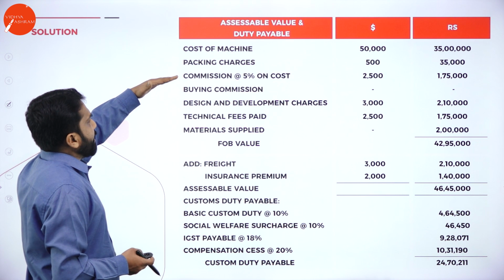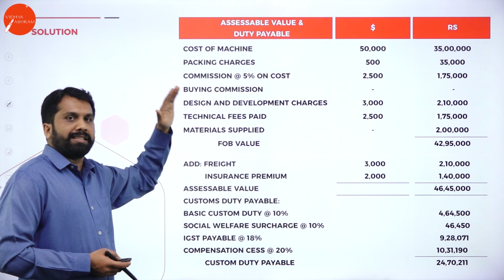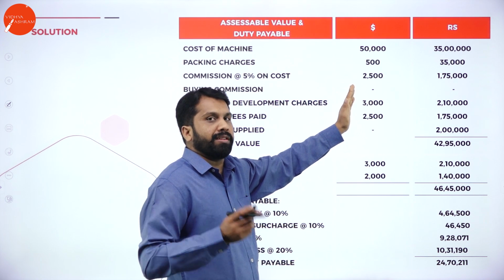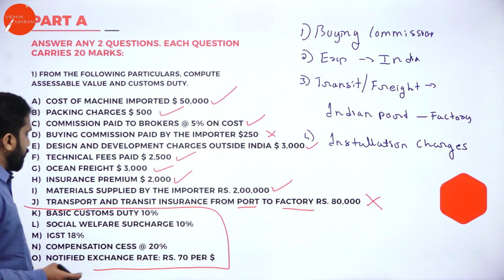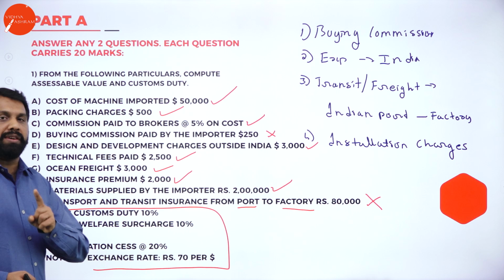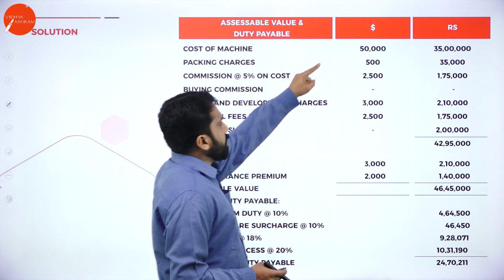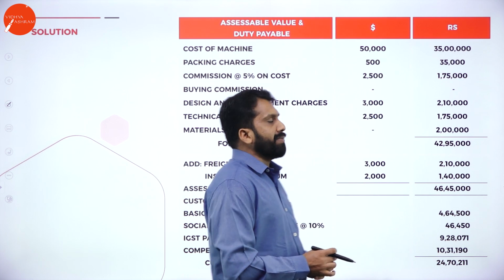Cost of machine, packing, buying commission, design, technical, material supplied. As I told you, we have taken everything. First column will be in dollars. Everything we have to convert to what? I'll go back to your question. Notified exchange rate is 70 per dollar. We have to convert at 70. So everything you should write in dollars. Later it will be converted by multiplying with 70.